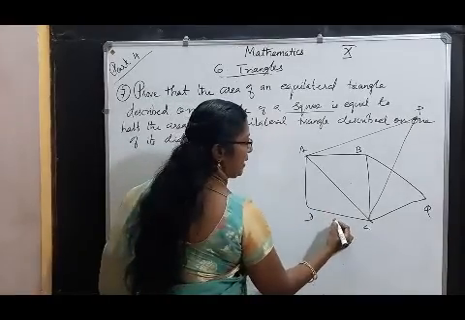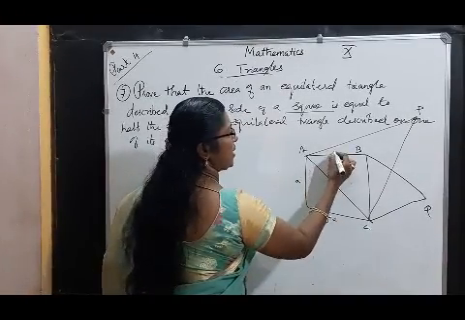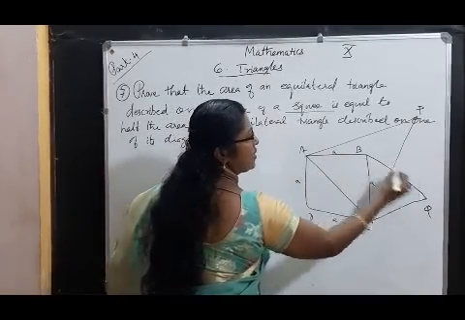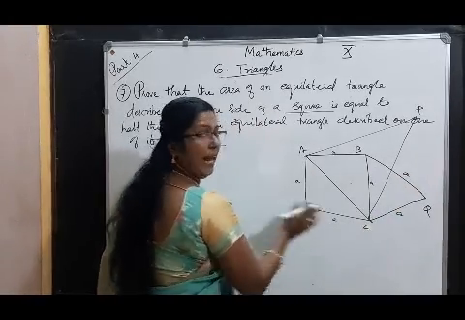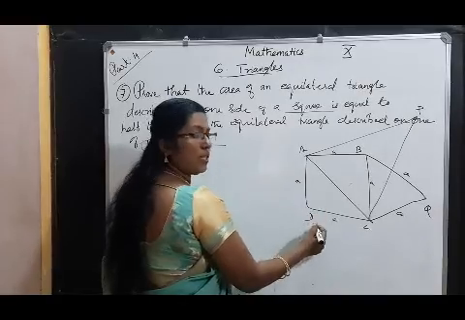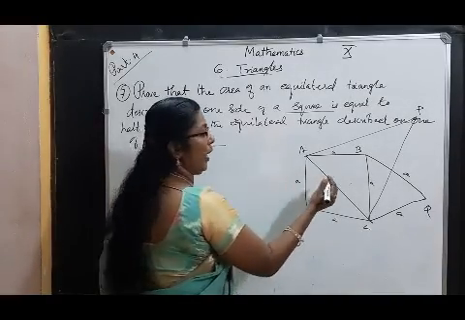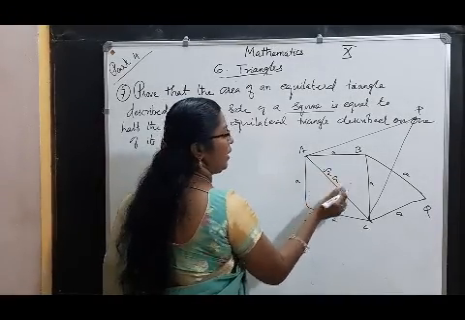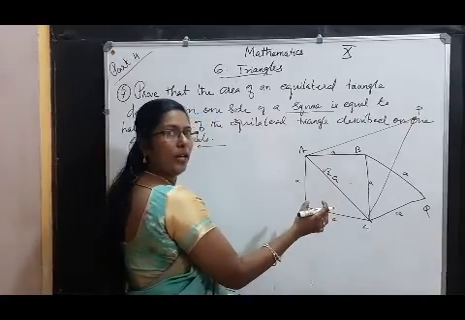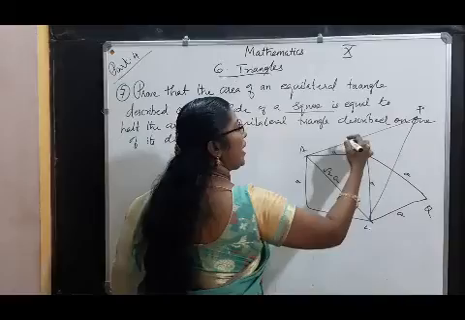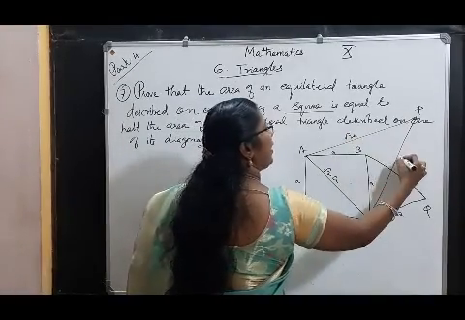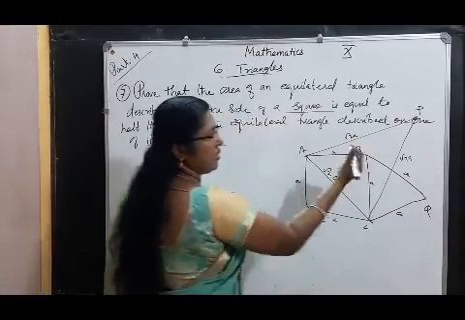The side is A, take A. All sides of a square are equal, and this is the same length. This is also A. What about the diagonal? By Pythagoras theorem you can find root 2A, root of A square plus A square. So the diagonal is root 2A. This is also an equilateral triangle, so root 2A and root 2A are the sides.